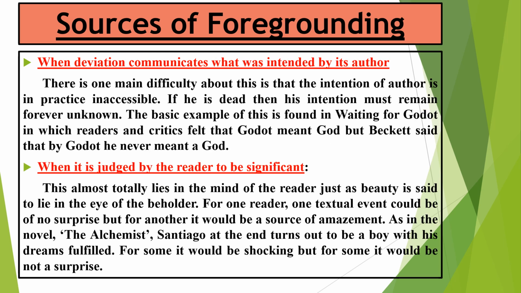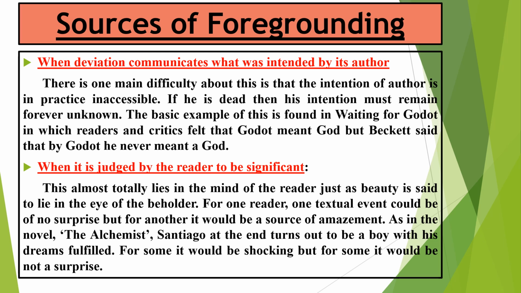One deviation communicates what was intended by its author. And this is very difficult to know, the intention of the author, and if the author is dead, then it is so much more difficult. And when it communicates what was intended by the author, or when our interpretation varies from the author's, then there could be a source of foregrounding as well.